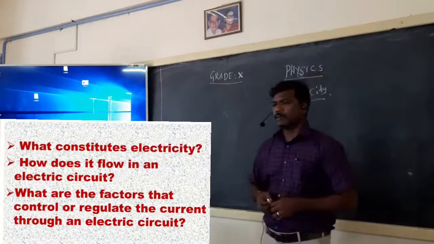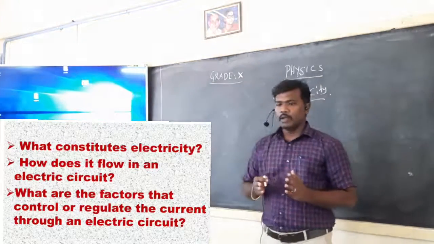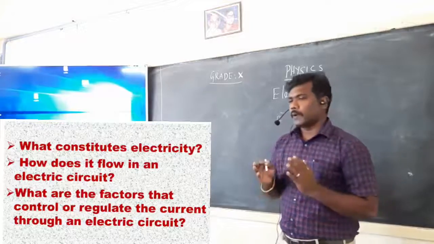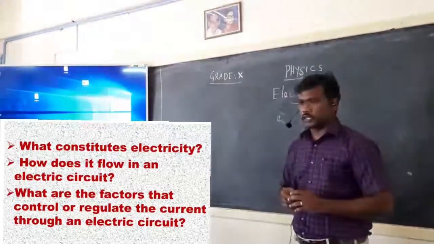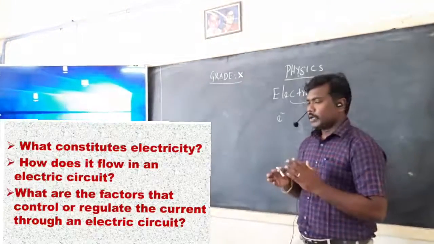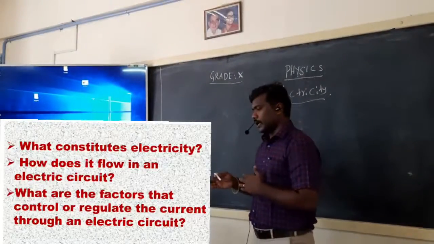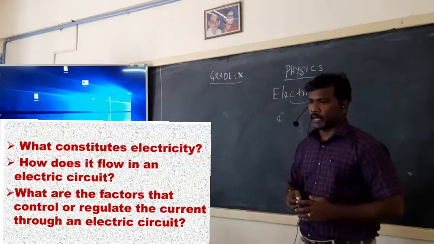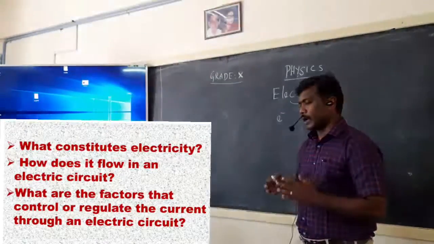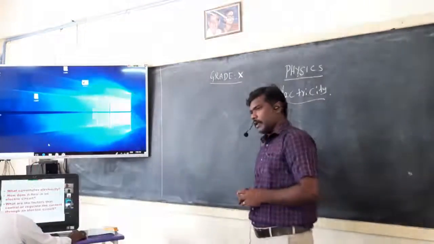And the third one is, which factor can allow or which factor can block the electric current in a particular electric circuit? Okay, so if you are allowing the electric current in a particular circuit, some factors are ready to block the electric current. That also arises in our mind. Okay, next.